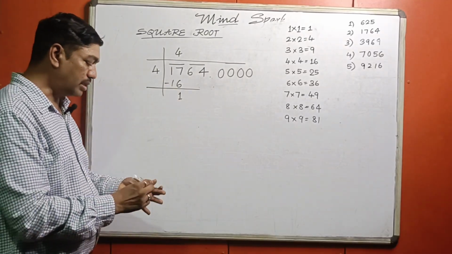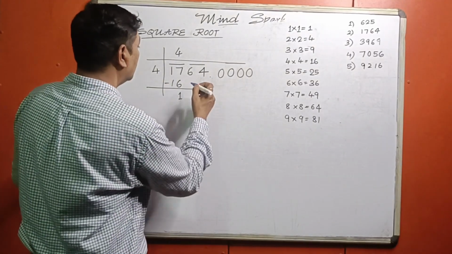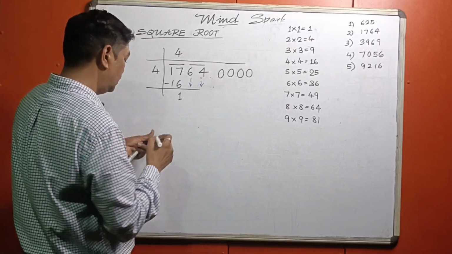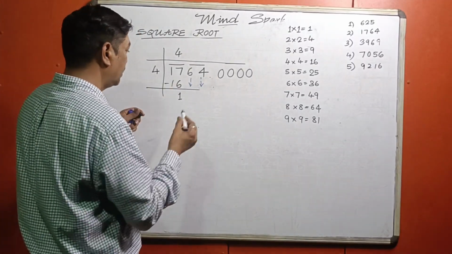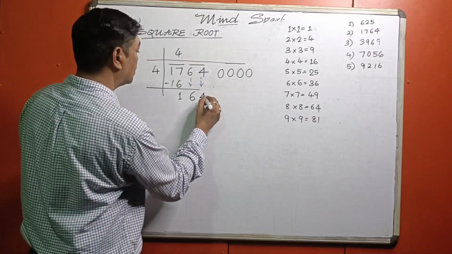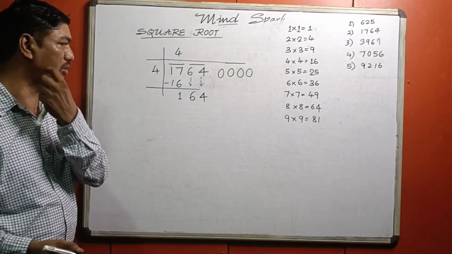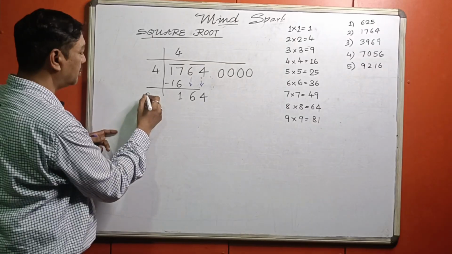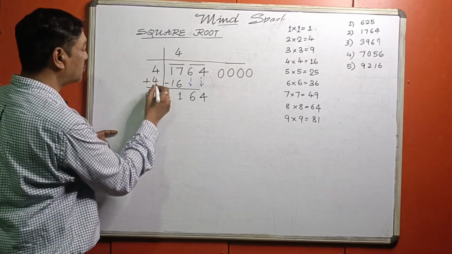Next, 2 digits you are going to bring down. Which are the 2 digits? That is 6 4. The pair 6 and 4 you are going to bring down, and the double of that 4, that is how much? 8, 4 plus 4 is 8.